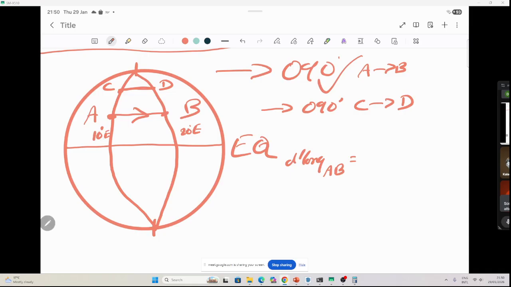You are going from 10 degrees east to 20 degrees east. Then what is the D long? 10. Okay, 10 what? 10 degrees. 10 east. Okay. And the D long of CD? Same longitude.